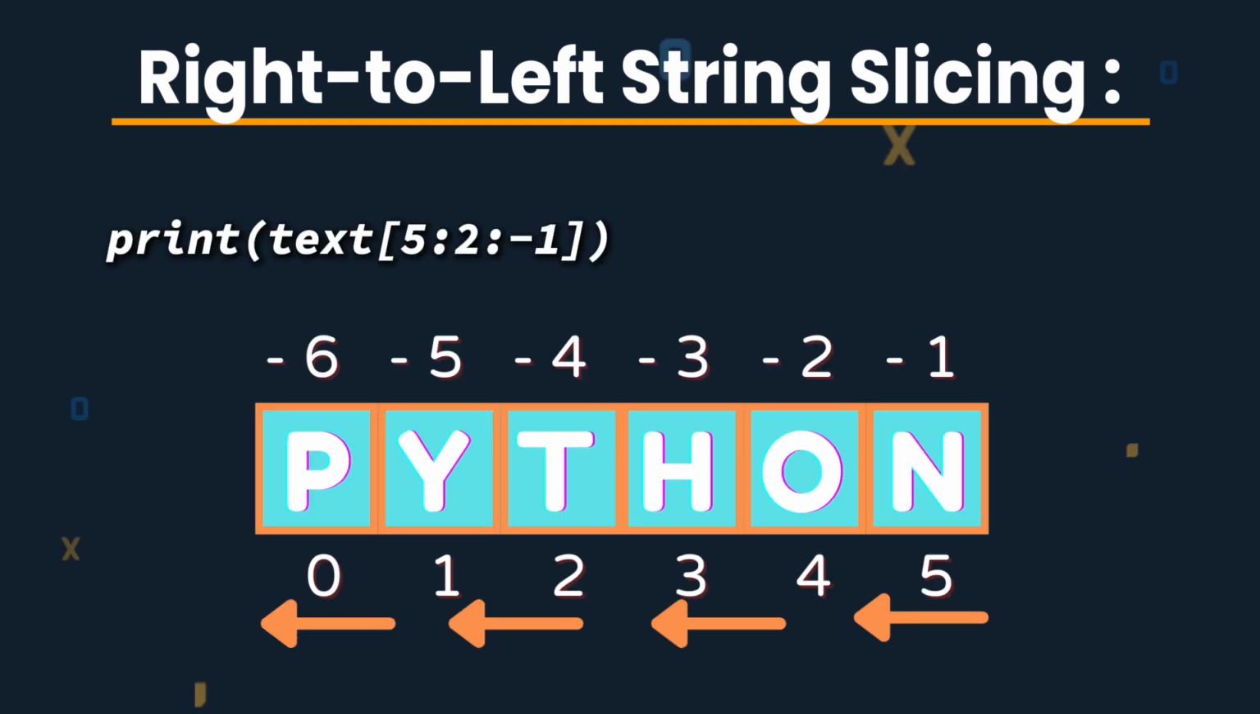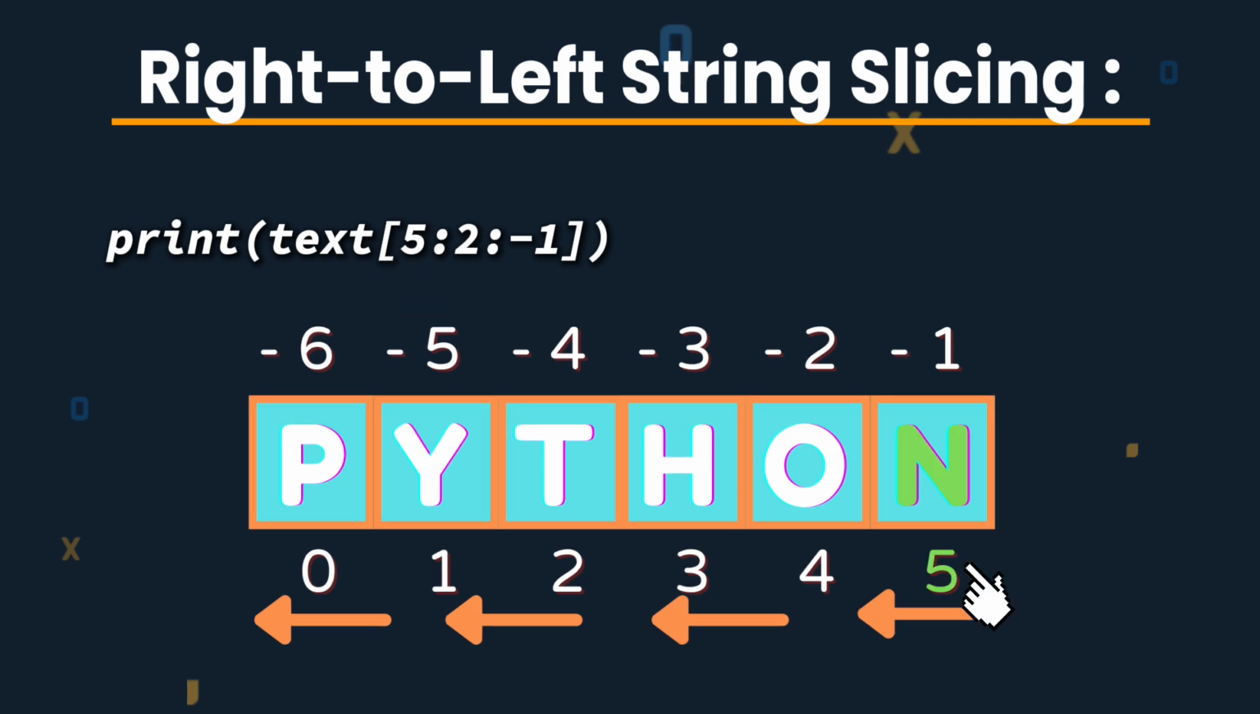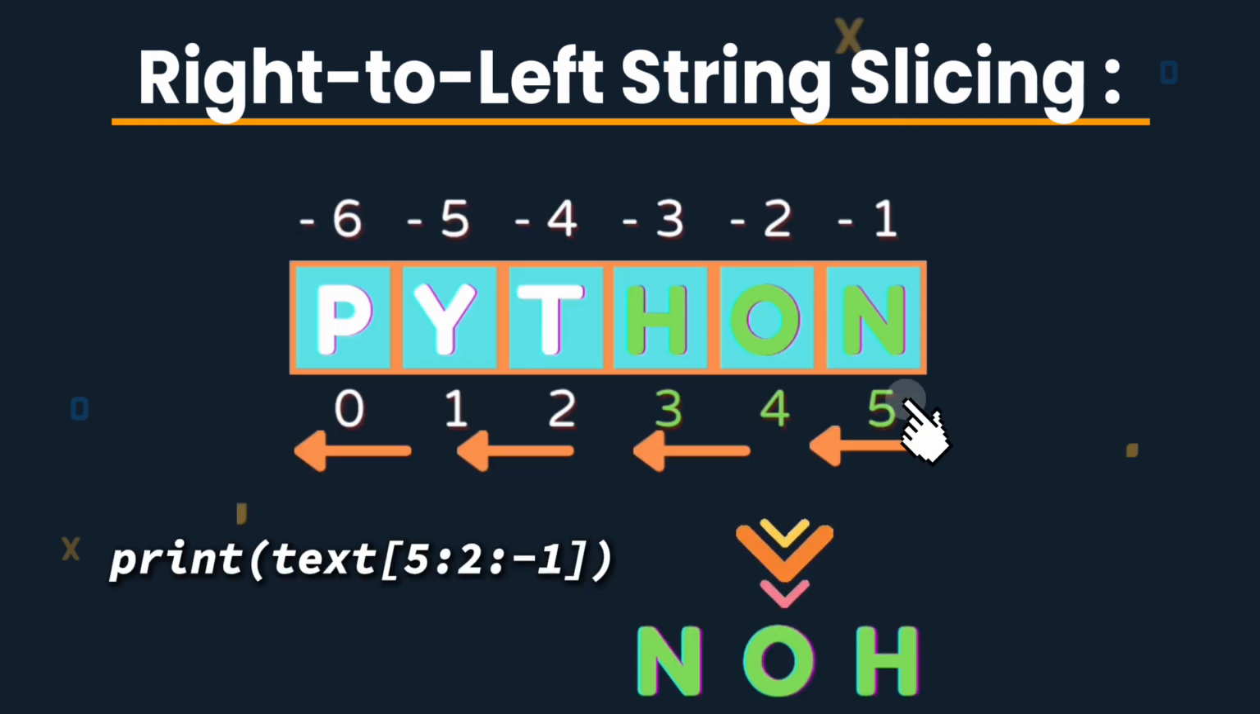Now let's look at the 2 print statements one by one. In the first example, start equals 5, which means that the slicing operation begins at index 5. That gives us the letter N. Stop equals 2, which means we stop just before index 2, so we don't include it in the result. Step is -1, so the slice moves backwards through the string. We start at N, which is index 5, then move to O at index 4, and then to H at index 3. This explains why the first print statement outputs NOH.